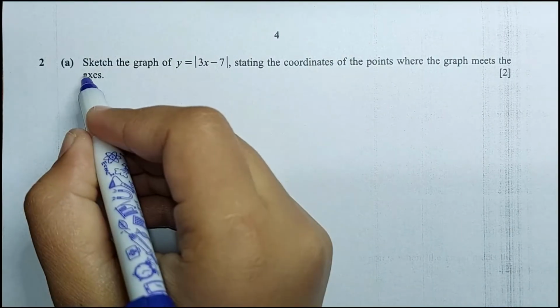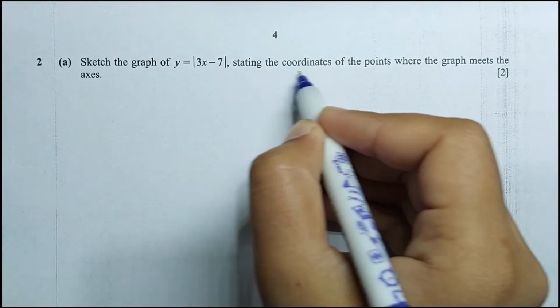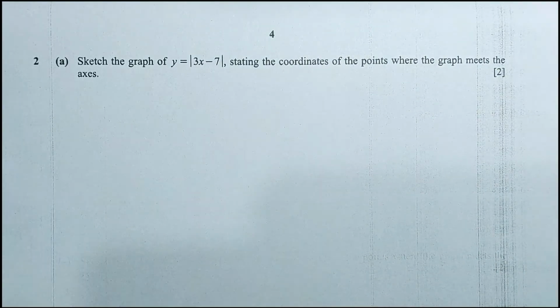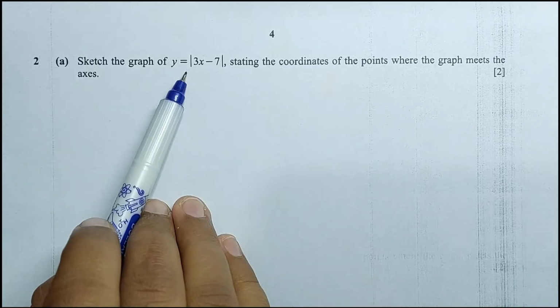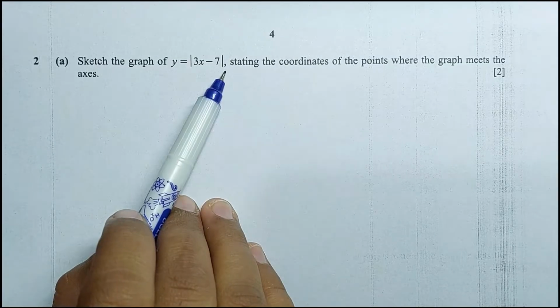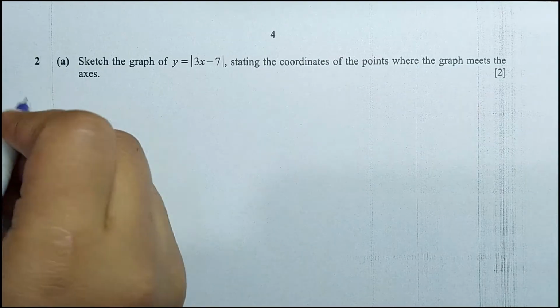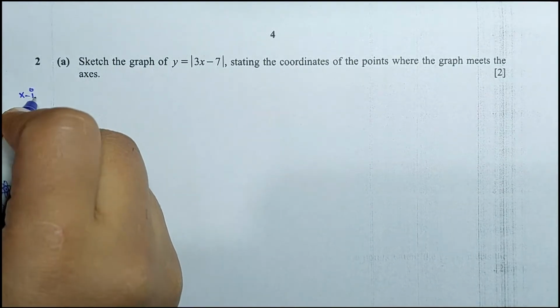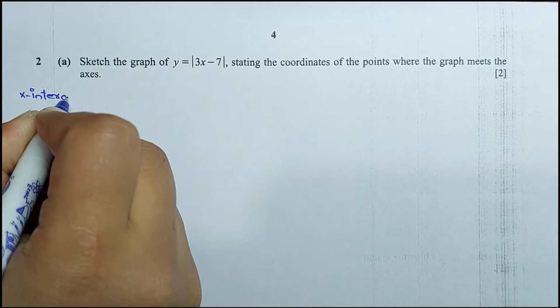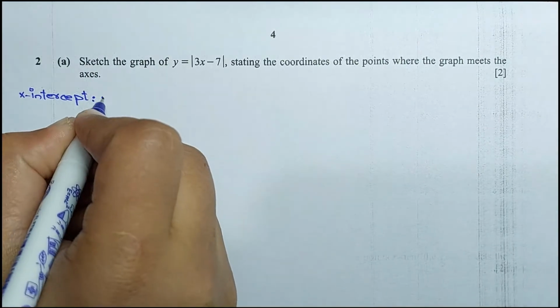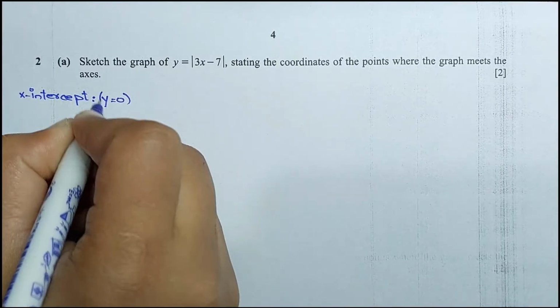Question number 2, part A: sketch the graph of this function, stating the coordinates of the point where the graph meets the x-axis. That is the absolute value function, so its shape should be in the form of a V. Let me find the x-intercept first. The x-intercept is when y equals 0, so we put y equals 0.